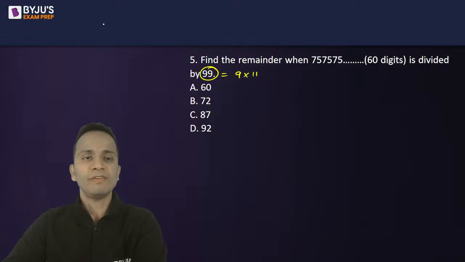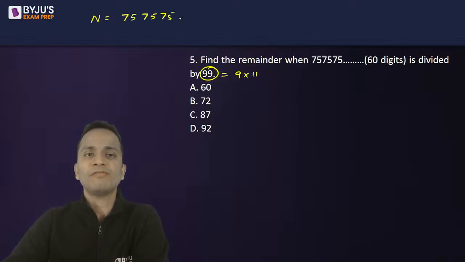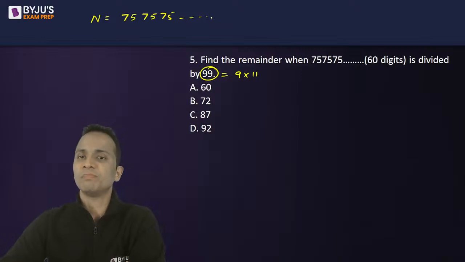So the number is 757575 and so on, a 60-digit number. Let's say n is the number. I want to divide it by 9 and find out the remainder. So let's calculate the sum of the digits.